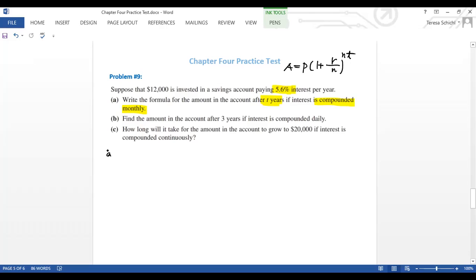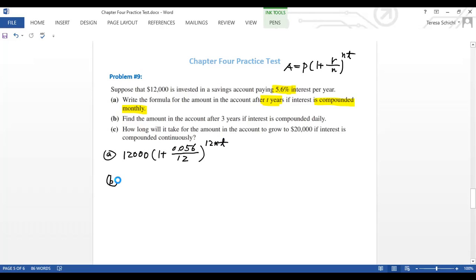Okay, so now for the A, we can write it. What is my initial principal? It's 12,000. Then you times 1 plus R, which is 5.6%, so this is 0.056. Now, they say compounding monthly, that means what is my N? It's 12, right? Then the NT, where T is how many years, so this will be 12 times T. So that will be my part A here.